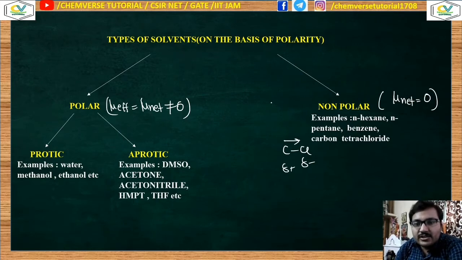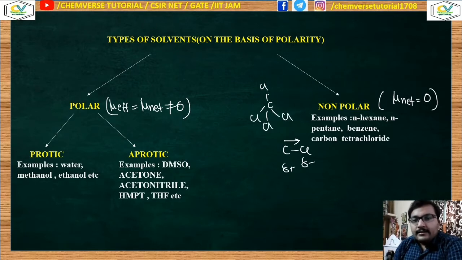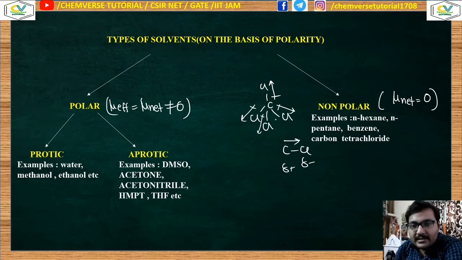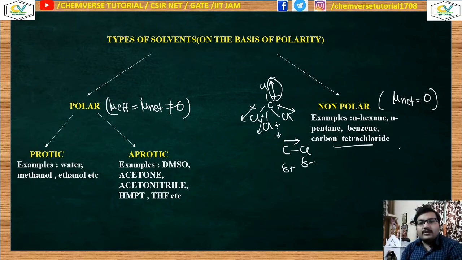But if you draw the structure of carbon tetrachloride, you can see that due to the presence of the more electronegative chlorine atom, there will be a dipole moment pointing upwards, but there will be 3 dipole moments pointing downwards. If you take the sum of the 3 dipole moments pointing down, there will be a resultant dipole moment which is exactly equal and opposite to this. So the overall net dipole moment of this molecule becomes 0. So it makes carbon tetrachloride a non-polar molecule.